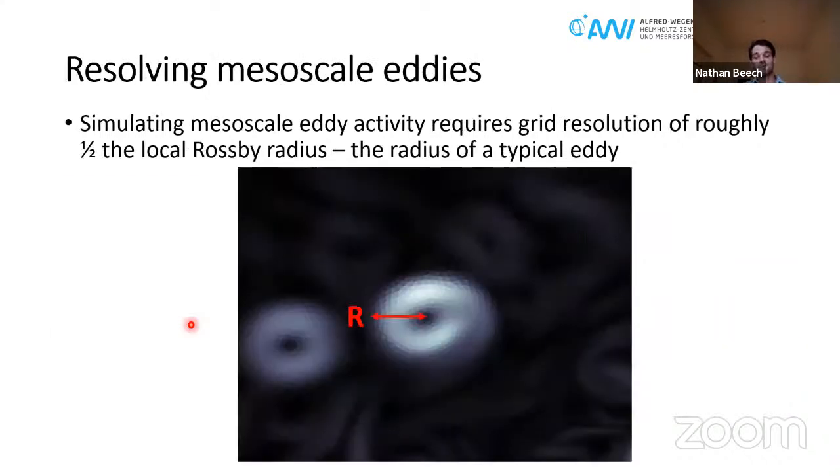And so the rule of thumb when we're talking about resolving eddies in a climate model is that we need a resolution of 1/2 of the local Rossby radius, which just means 1/2 of the radius of a typical eddy in a region. So if this is our eddy that we're going to talk about here, and this is its radius, the distance between the center and the edge, and then that's 1/2 of the radius, then the grid resolution, the minimum resolution that we want to simulate this eddy is about this right here.